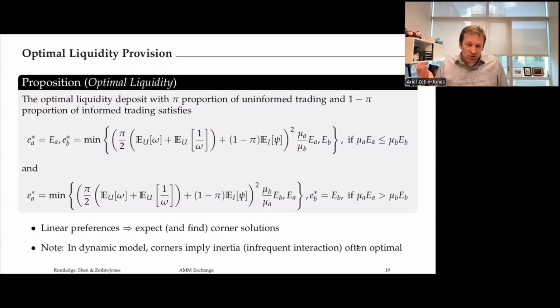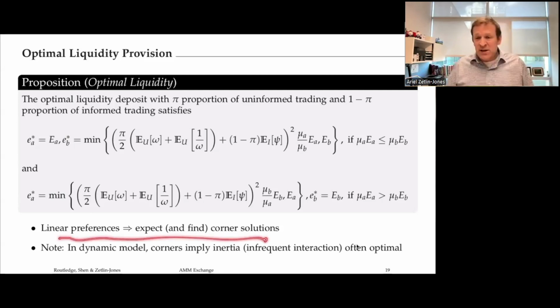I have a more general result. I'm not going to actually read this math to you. I want to come back to one point I made earlier. This is the formal definition of the optimal liquidity deposit as it varies with the endowments of our liquidity provider, the fraction of informed and uninformed trading, and the values of beliefs. What I want you to take away are these bullets.